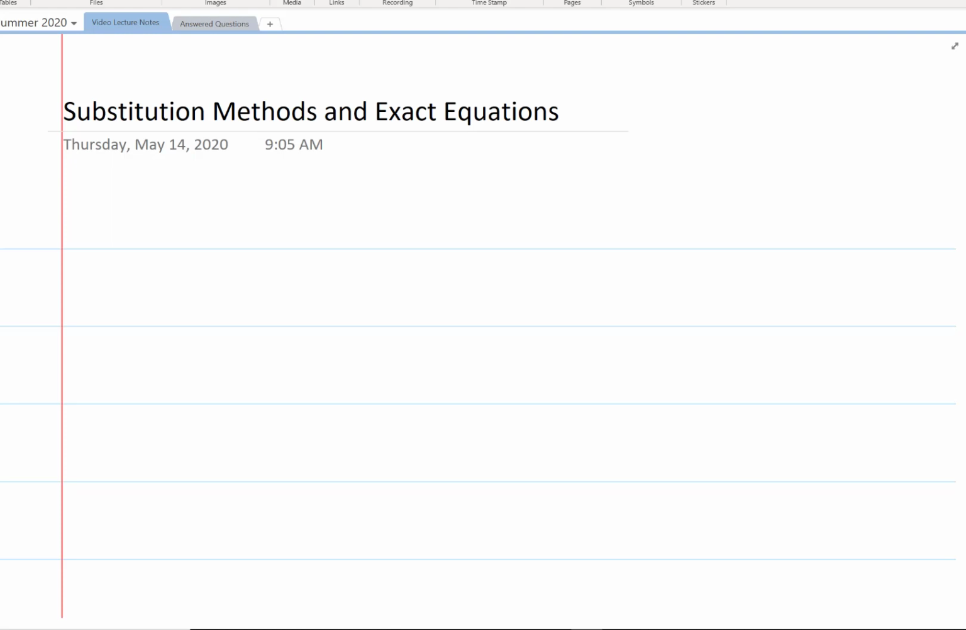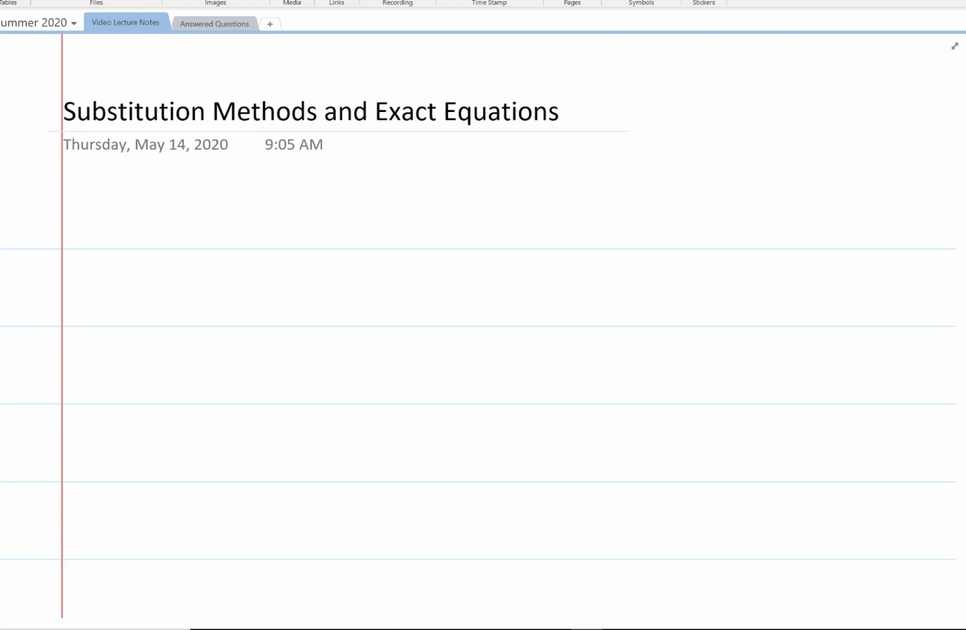So if we can't use either of those two methods, it might be possible for us to make a substitution and change what the equation looks like and end up with an equation that can be solved with one of those two methods. And so we're going to look at a couple situations where that works here in this section, section 1.6.